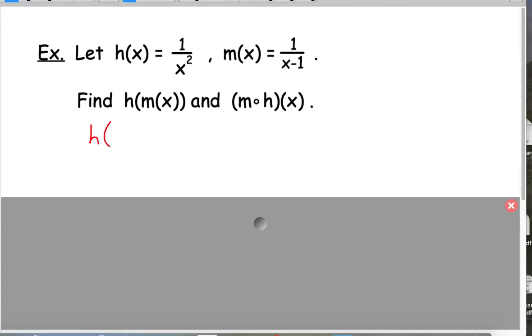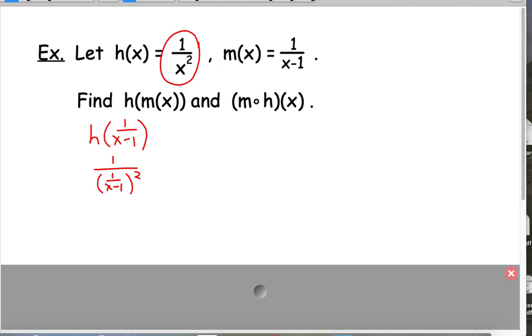So h of m of x, I'm going to take m of x, which is 1 over x minus 1, and I'm going to send that to h, and h takes the input and has 1 divided by that input squared. So it's going to be 1 divided by this fraction squared. So 1 over x minus 1 squared is 1 over x minus 1 times 1 over x minus 1. So the 1 times 1 in the numerator is just 1, but in the denominator, I'm going to get x squared minus 2x plus 1.